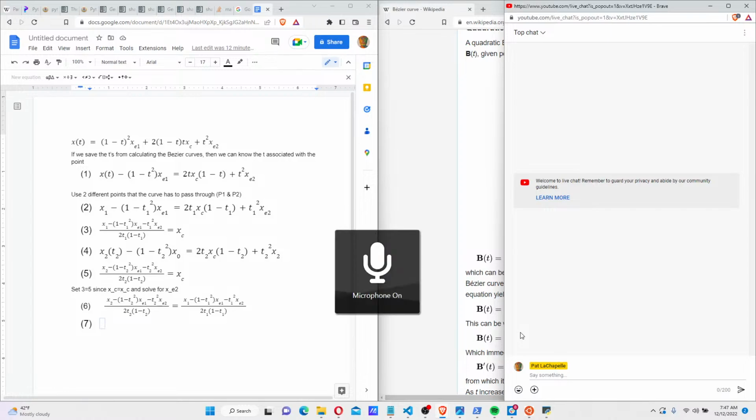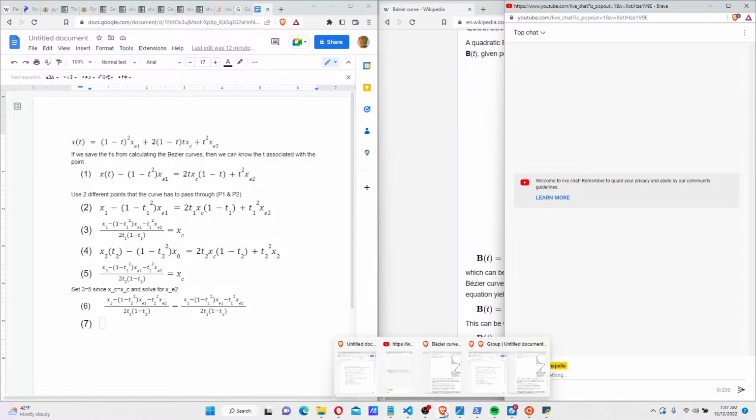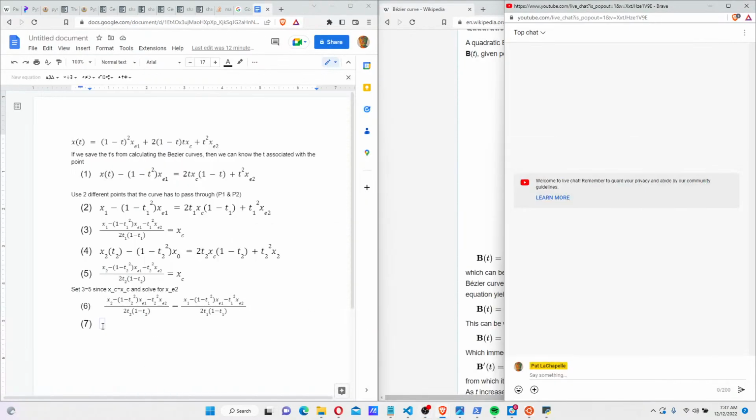Alright, now I'm back. So, I'm working on solving this. How long have I been going? Hour 24. So, let's do this algebra. Set 3 equal to 5. Now, what do I want to find here?